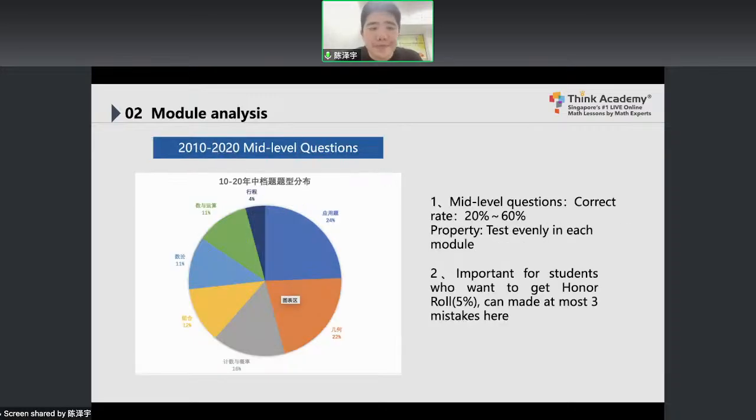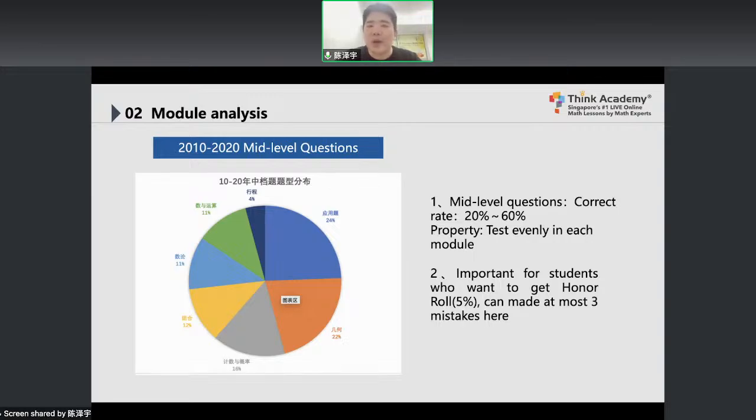Okay, and for the mid-level questions, the correct scoring rate is about 20% to 60%. You can see the pie chart here. It tests evenly in all modules. These mid-level questions are very important for students who want to get an honor roll. Because to get an honor roll, you need to score at least 18 or 19 points. That means if you want to score 18 or 19 points, you can make at most 3 mistakes in these mid-level questions.